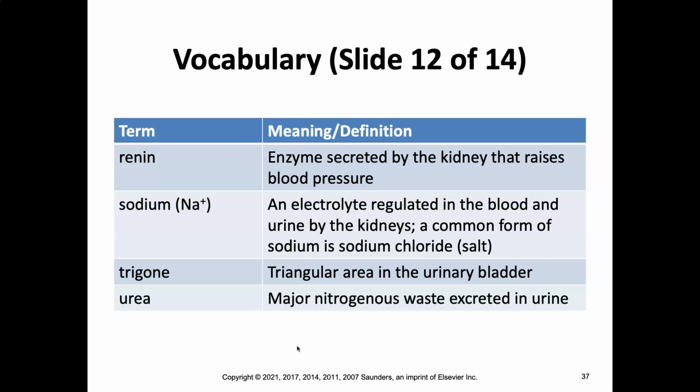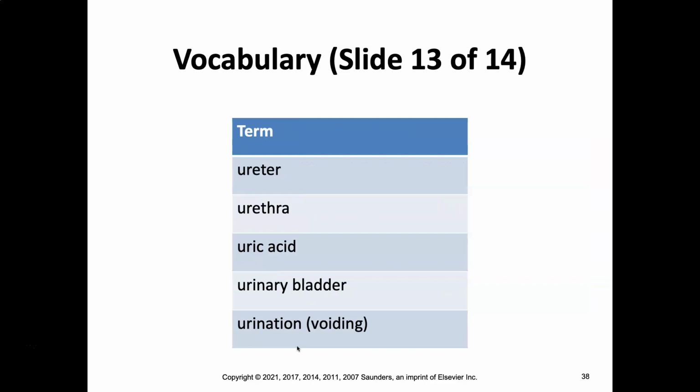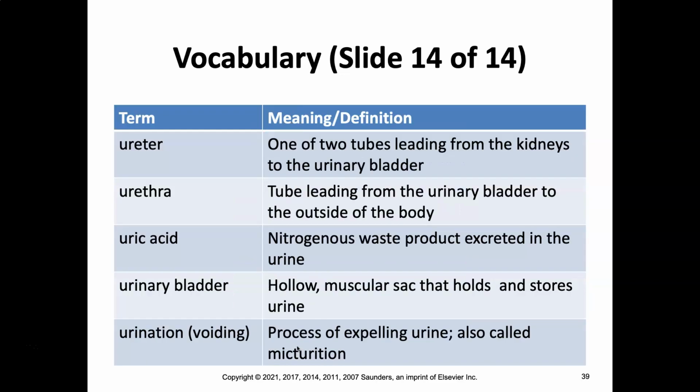And I want to make sure I pronounce this right. Trigone. Okay, trigone is the triangular area in the urinary bladder. Urea, ureter, urethra, uric acid, urinary bladder, urination, same thing as voiding. And notice that there's another word for it, micturition.